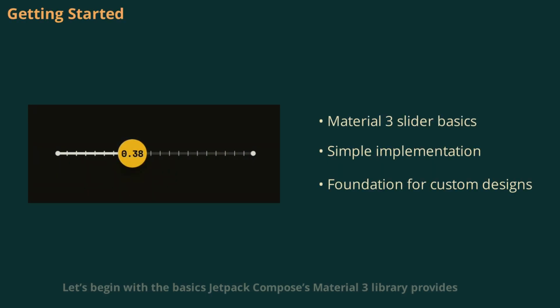Let's begin with the basics. Jetpack Compose's Material 3 library provides a straightforward way to implement a slider. With just a few lines of code, you can have a functional slider that fits right into your app's theme. Here's a simple example. You define a value, set up an on-value change callback, and Compose takes care of the rest. This default slider is a great starting point, but as you'll see, it's just the foundation for more creative design.